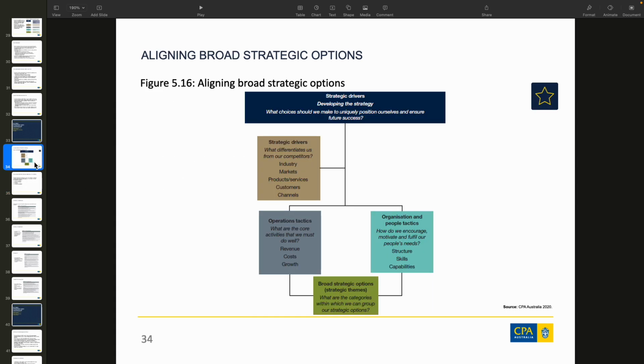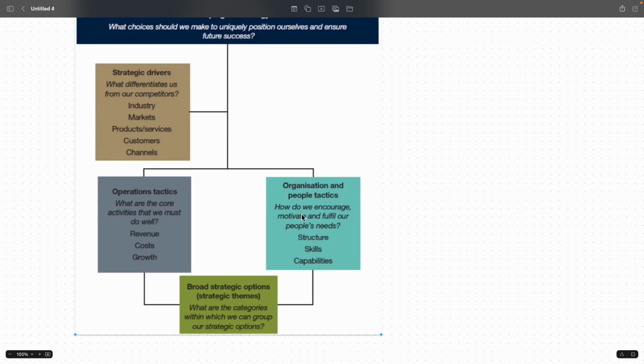So, this one you already know. Operational tactic, what are the core activities we must do well? Your revenue, your cost and your growth. Here, how do we encourage, motivate people to do their work? Structure, skill, capabilities. And then what category we can group all the strategic actions. And here is industry, market, product, customer, channels. Okay, 1, 2, 3, 4, 5. So remember, 5, 3, 3. You need to remember that 5, 3, 3. 5 issues in strategy, 3 issues in operation, 3 issues in people. Got it?